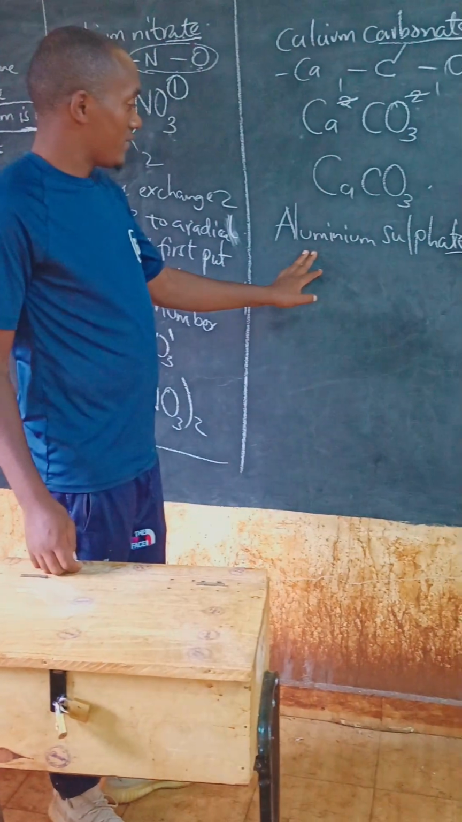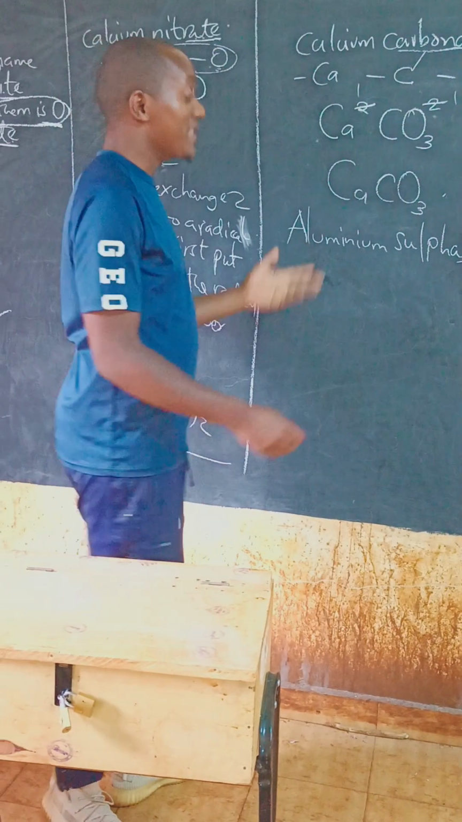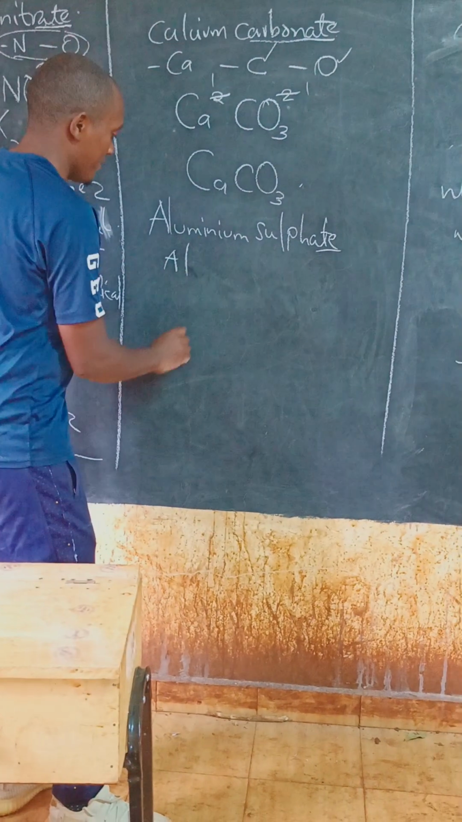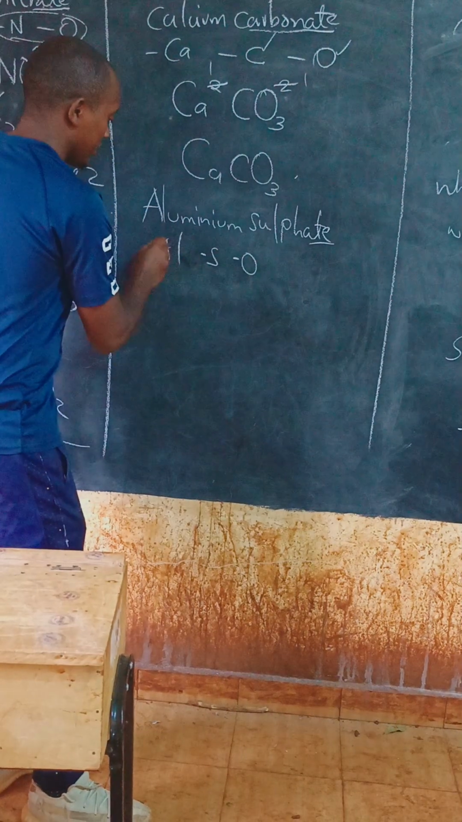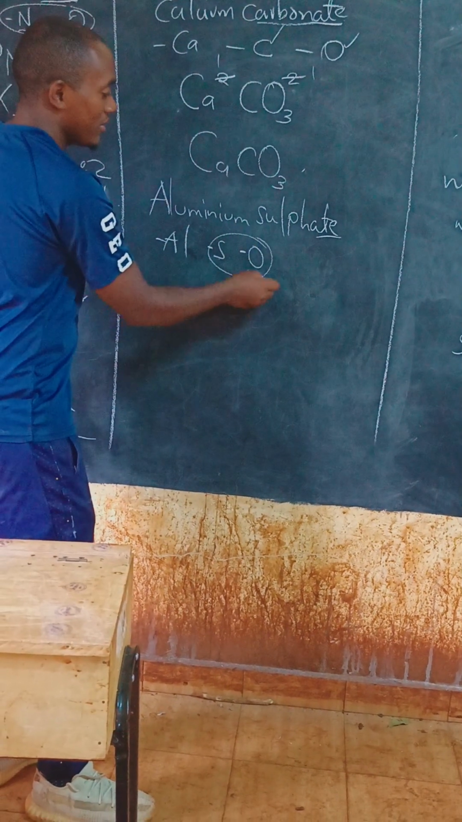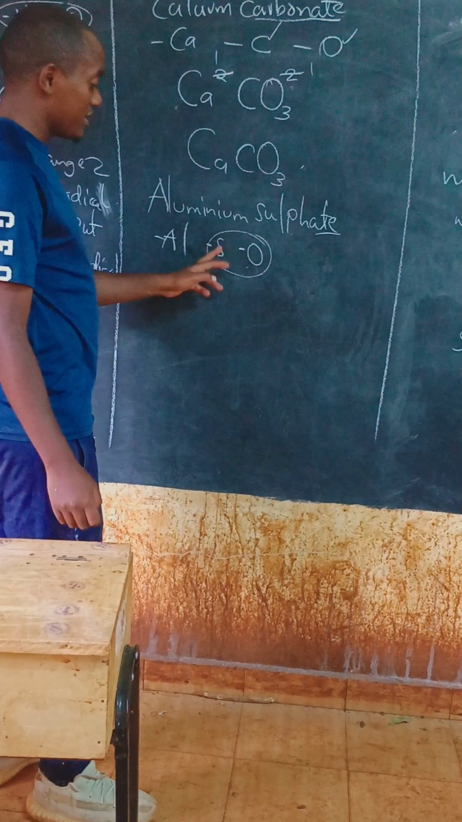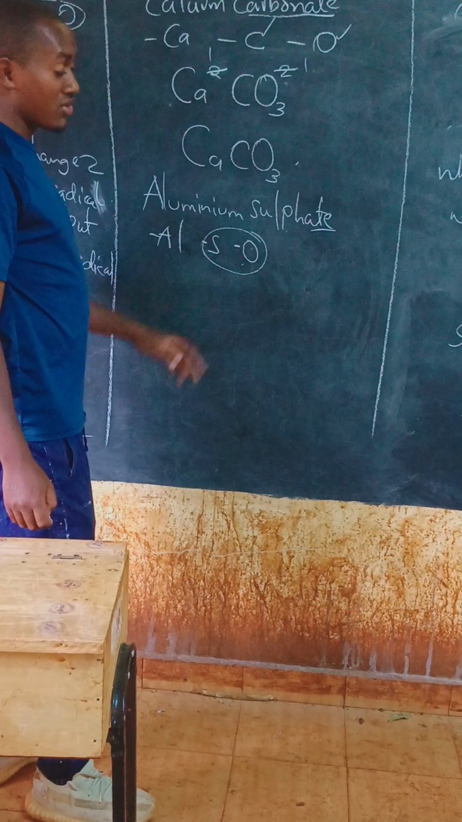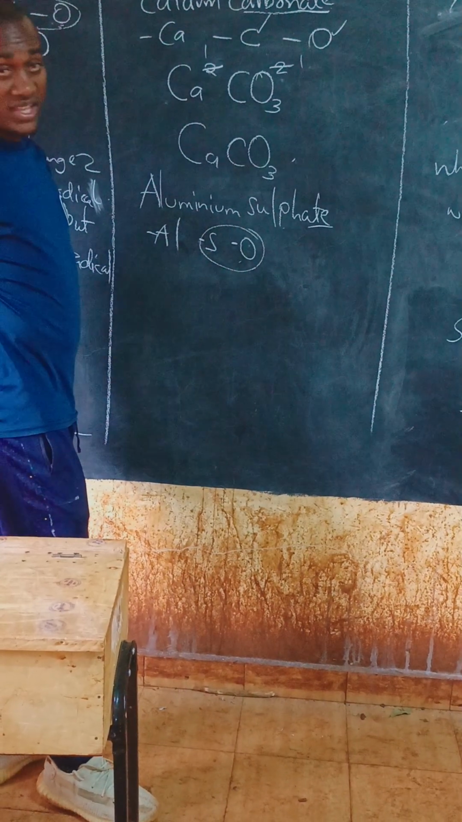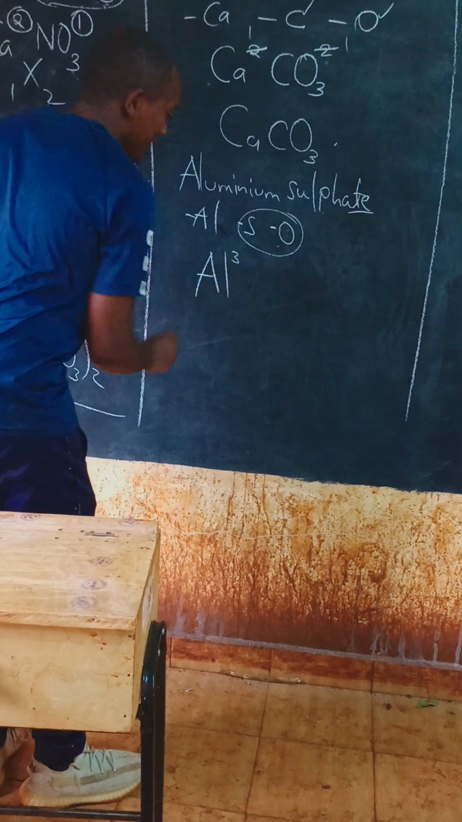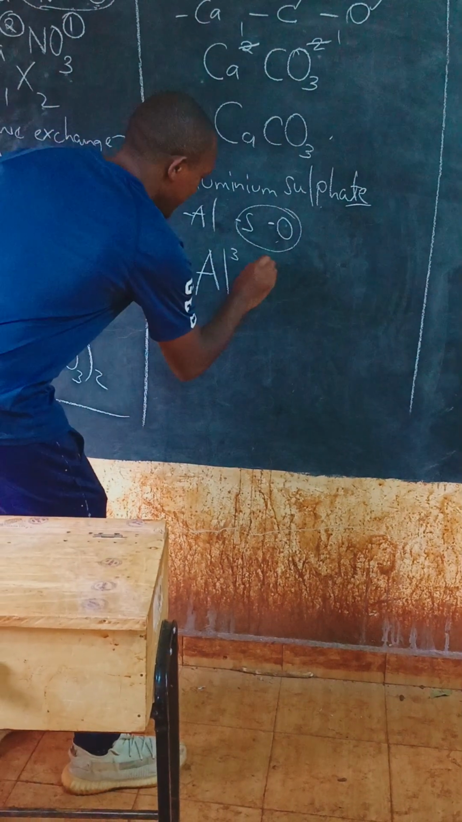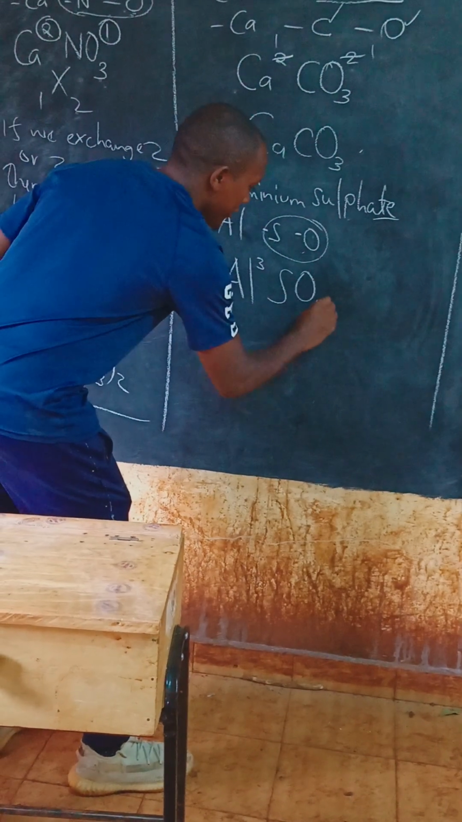So therefore, it means that we have 3 elements. That is aluminium, sulfur, and oxygen. And this sulfur and oxygen are radical with sulfate, because these are the atoms that combine and react as a unit. Therefore, aluminium sulfate is Al valency 3, because aluminium gives us 3, and sulfate is SO4 valency 2.